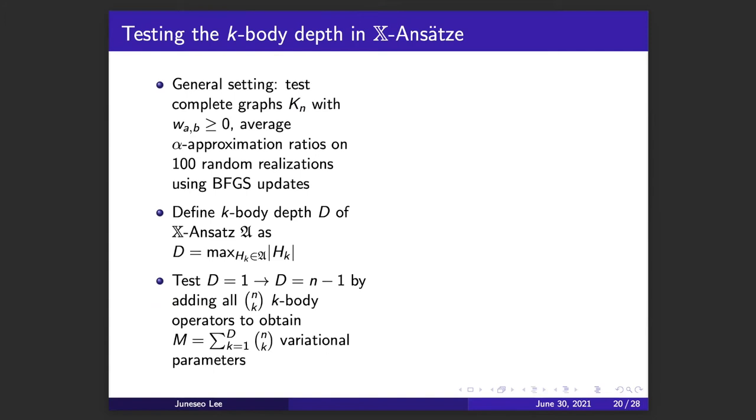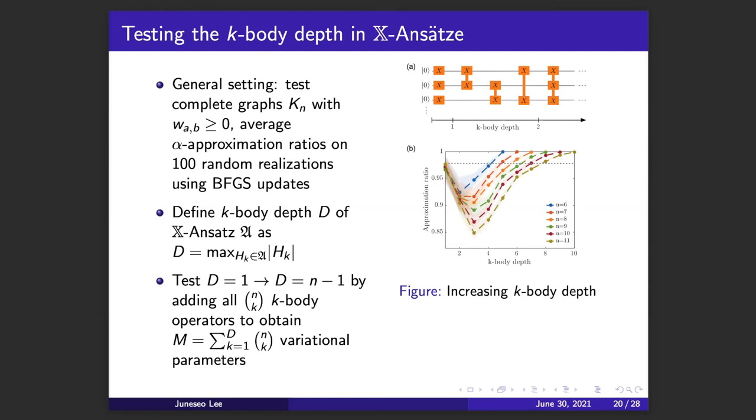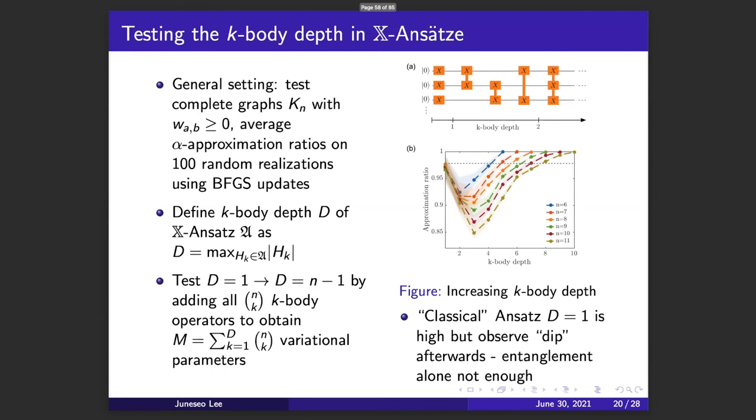On the figure here, you can first see a circuit that depicts this sort of increasing k-body depth, and below that, a graph of approximation ratios for different depths d and system sizes n. The first thing we can observe is that when you have exponentially many parameters, namely m equals 2^(n-1) - 1 from the theorem before, the approximation ratio seems to be very close, if not equal, to 1, meaning BFGS converges to the global minimum. Next, you can also see that having a k-body depth of d equals 1, which is the left column here, means you have the classical ansatz, and already the approximation ratio is pretty high at around 0.97.